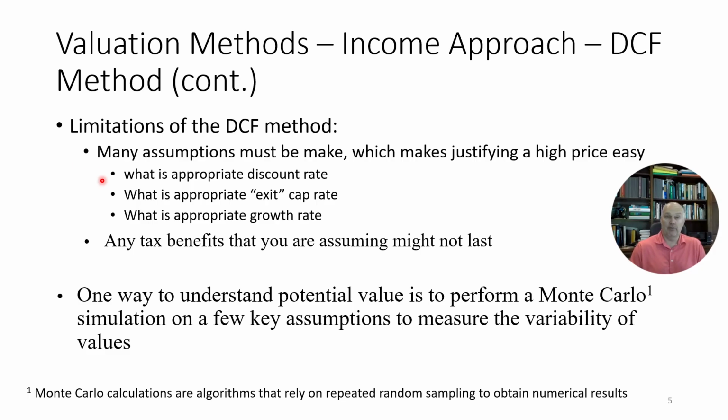You've got to answer what's the appropriate discount rate, what's the appropriate exit cap rate, and what's the appropriate growth rate for either rents and or expenses. And so any tax benefits that you're going to assume, they might not last. So one way that people try to mitigate some of these limitations is that they use a Monte Carlo method to perform a valuation. They select a couple of key assumptions. A couple of key assumptions might be the discount rate or the exit cap rate or maybe even the growth rate. And they perform a Monte Carlo method to see what the value range comes out when you use a distribution for some of those key variables.